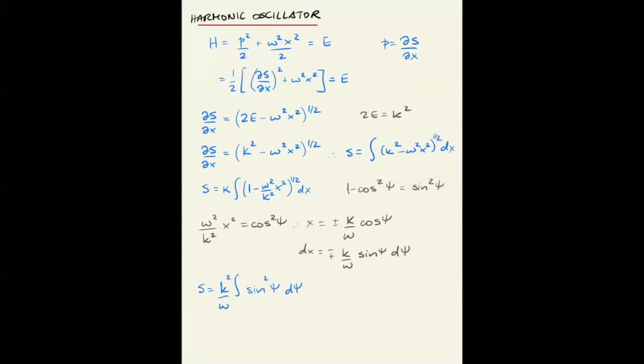And this integral is simple to solve. It's a simple trigonometrical integral. You have k squared over 2 omega times psi minus half of sine of 2 psi. So we found the generating function for the harmonic oscillator.